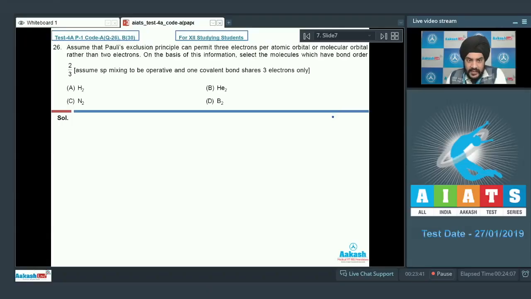Let us look at the next section, students. This section contains 5 questions. Each question has 4 options, out of which one or more than one option may be correct. So let's start with question number 26.